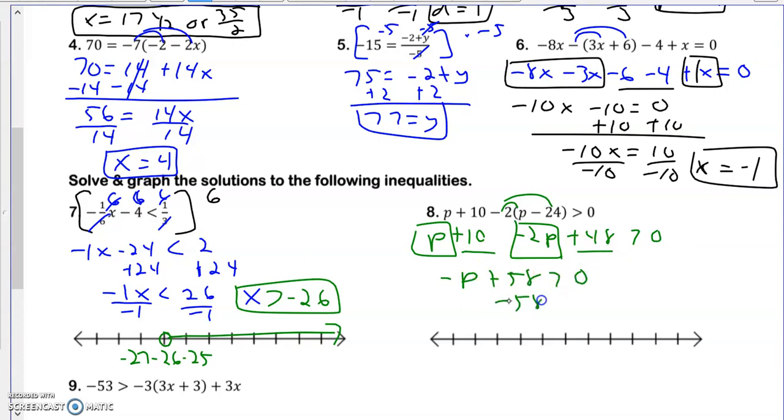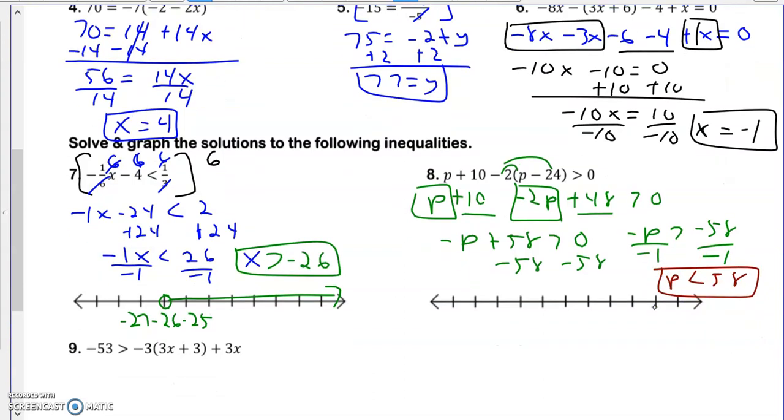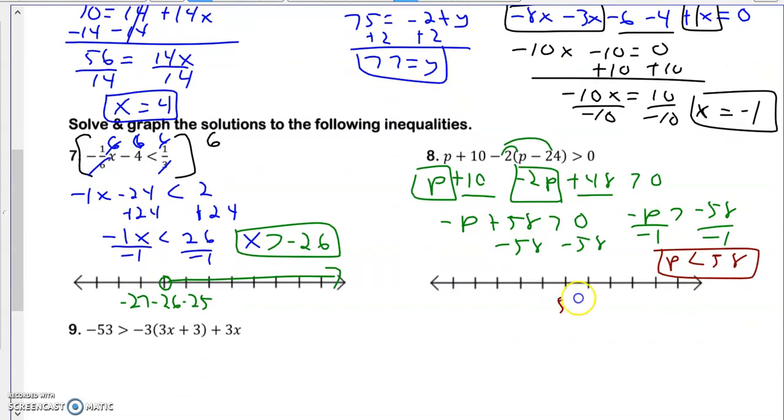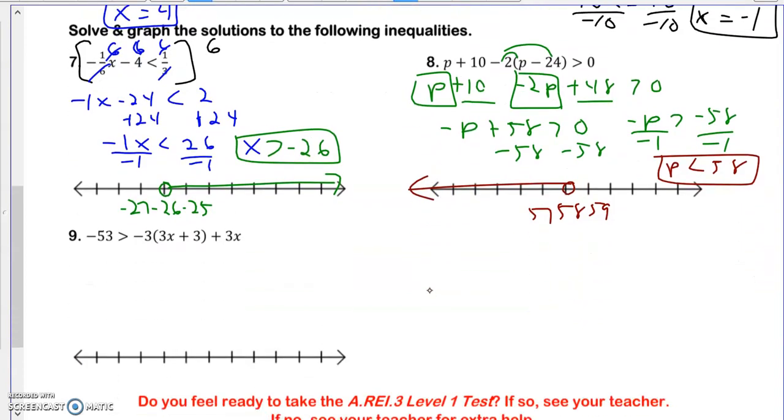Then I'm going to subtract 58. So I get a negative p is greater than negative 58. I've got to divide by a negative 1. When you divide, we have to switch the inequality sign. And two negatives make a positive, so my answer is 58. So I'll put 58 on here, 59, 57. It is an open dot because there's no line underneath it. The arrow is pointing towards the p, so I'm going to be going to my left.